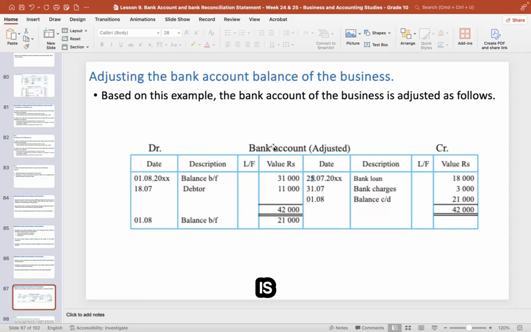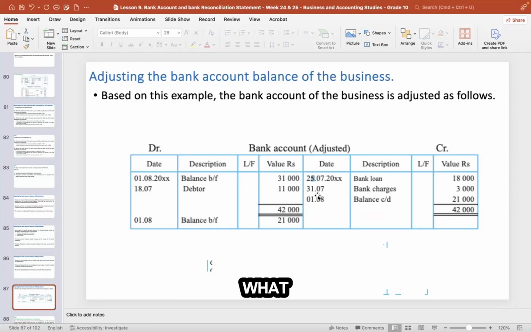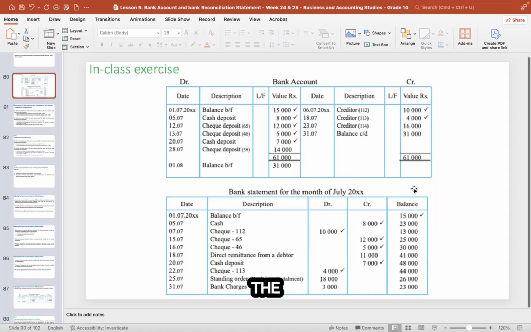The account name is bank account adjusted. Now this is the balance brought forward, 31,000, which is coming from this final balance brought forward. Now we have received 11,000 from a debtor. If you look at the bank statement here, you see a direct remittance from the debtor of 11,000, which we have received. And a standing order of 18,000 we have paid, and bank charges of 3,000 we have paid.